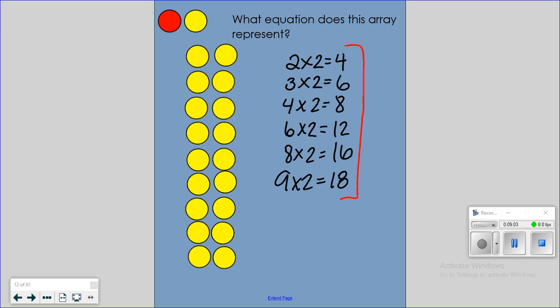They're all even. Look at your array. Does every group have a buddy? Do you remember when we talked about even and odd having buddies? So if I'm multiplying by 2s, it's always going to be even because they're always going to have a buddy. All of my answers are even.